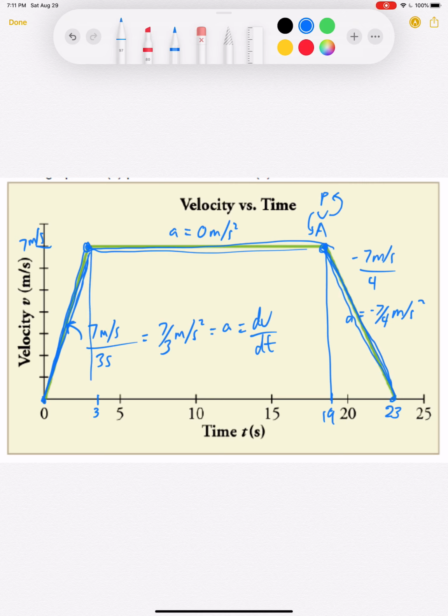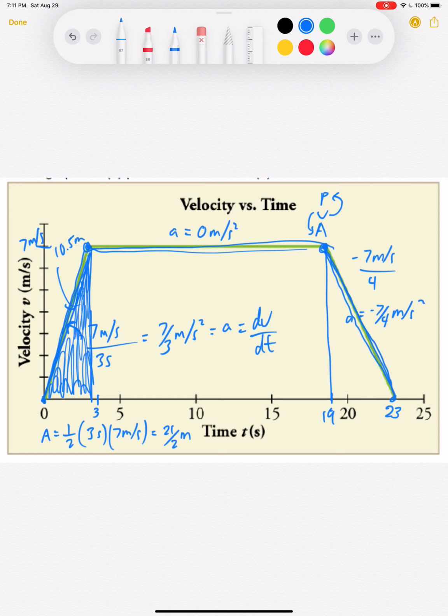So if we go from here to here and we talk about this triangle right here, I'm shading in. That's a triangle, so the area is equal to 1/2 the base, which is 3 seconds long, times the height, which is 7 meters per second. So the total distance traveled in that time interval would be 21 divided by 2 meters. So basically 10.5 meters is how far we've traveled in the first 3 seconds.